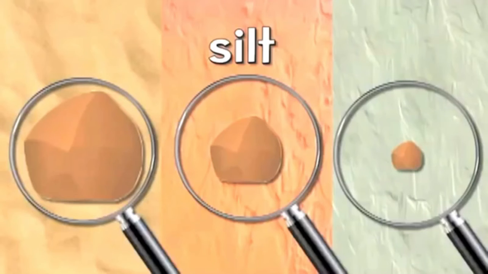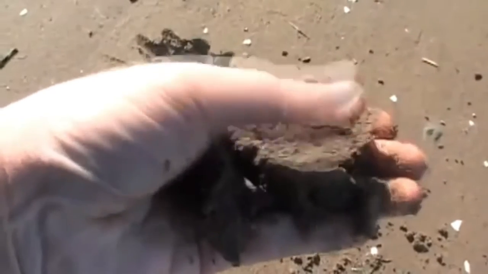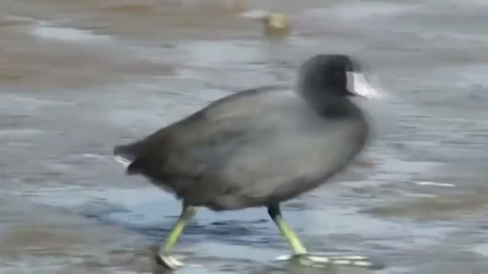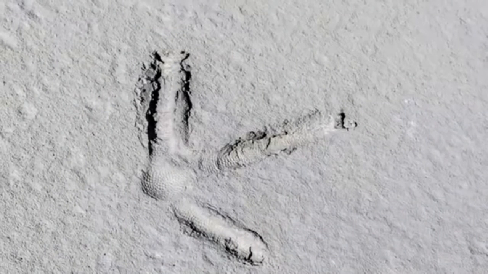Silt has medium-sized particles. It feels smooth when wet. Silt particles hold on to more water than sand. A bird's footprint sticks to silty soil because silt does not drain as much water.